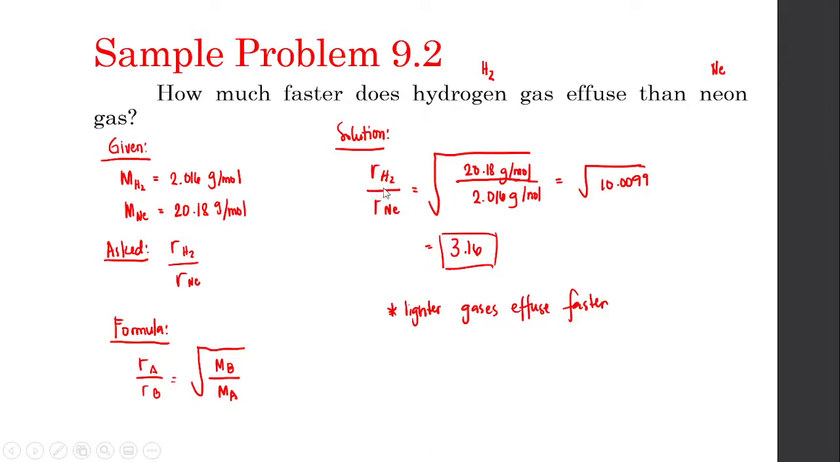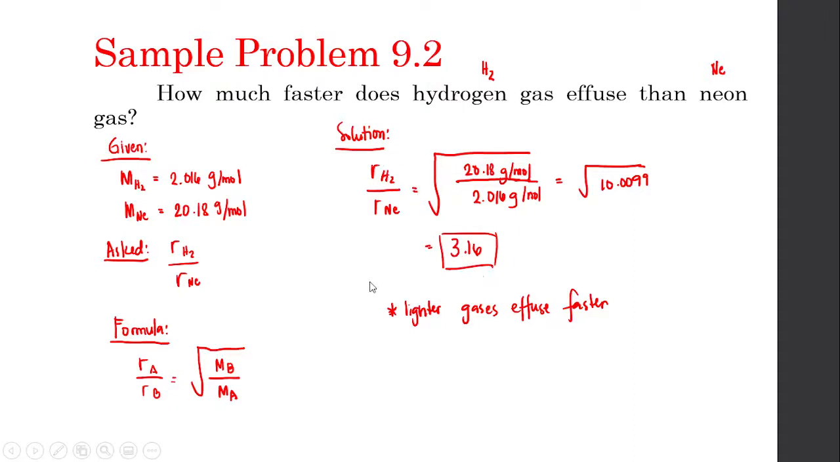So the rate of H2 divided by the rate of Ne is equal to the square root of the molar mass of Ne, which is 20.18 grams per mole, divided by the molar mass of H2, which is 2.016 grams per mole. That is equivalent to the square root of 10.009, and the square root of 10.009 is 3.16. 3.16 is how much faster hydrogen gas effuses compared to neon.